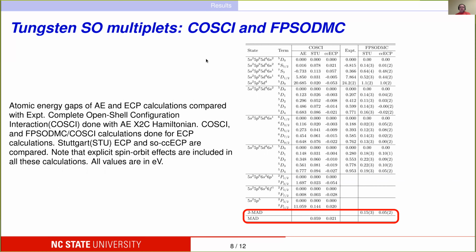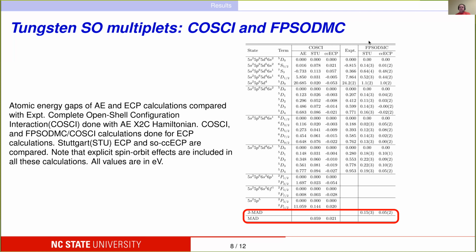Here we have the spin orbit multiplets in complete open shell configuration interaction in fixed phase spin orbit diffusion Monte Carlo for tungsten. So looking here, we have the all-electron gaps in eV for various states that we tested. These are J-splitting states. And here we have the Stuttgart numbers, the Stuttgart ECP, and their deviation from the all-electron. And here we have ccECP. And so we have the mean absolute deviation at the very bottom, and we outperform the Stuttgart quite handily in COSI.